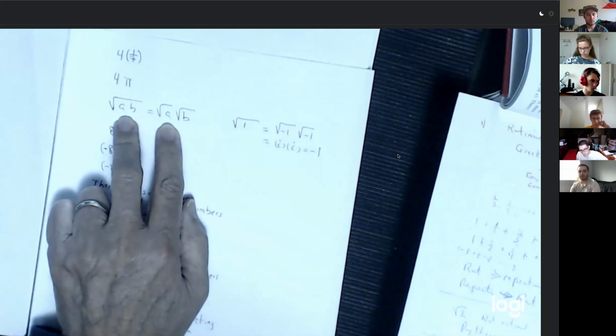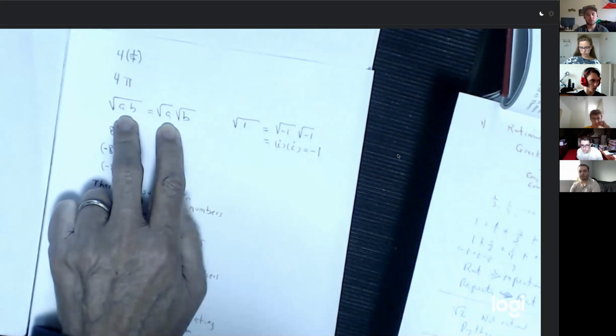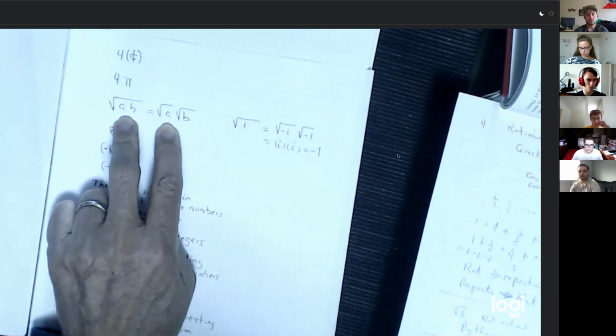Some people think this next thing I'm writing here is always true. Now, what you've got to get used to in this kind of class is knowing what the hypotheses are. What are we assuming here? And most people, when they see letters, assume they're positive.